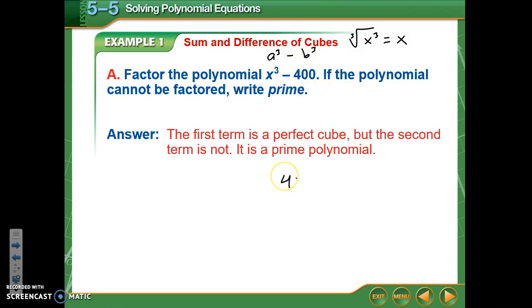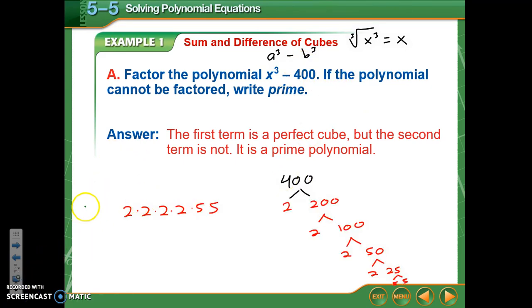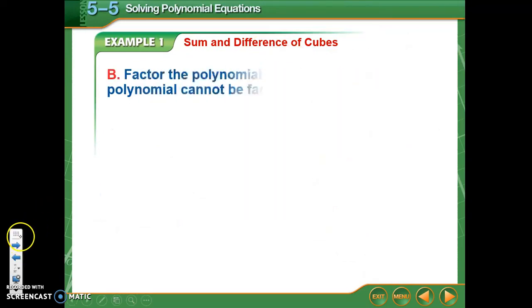If we were going to break 400 down and look at its factors, this is what the prime factorization of 400 would look like. And notice there's one perfect cube in there, which is 2 times 2 times 2, that's 8. But the rest of the number, which is 2 times 5, or 50, is not a perfect cube. There's not a set of three factors that are all the same. So 400 is not a perfect cube. There's no GCF or anything like this, so this is a prime polynomial.